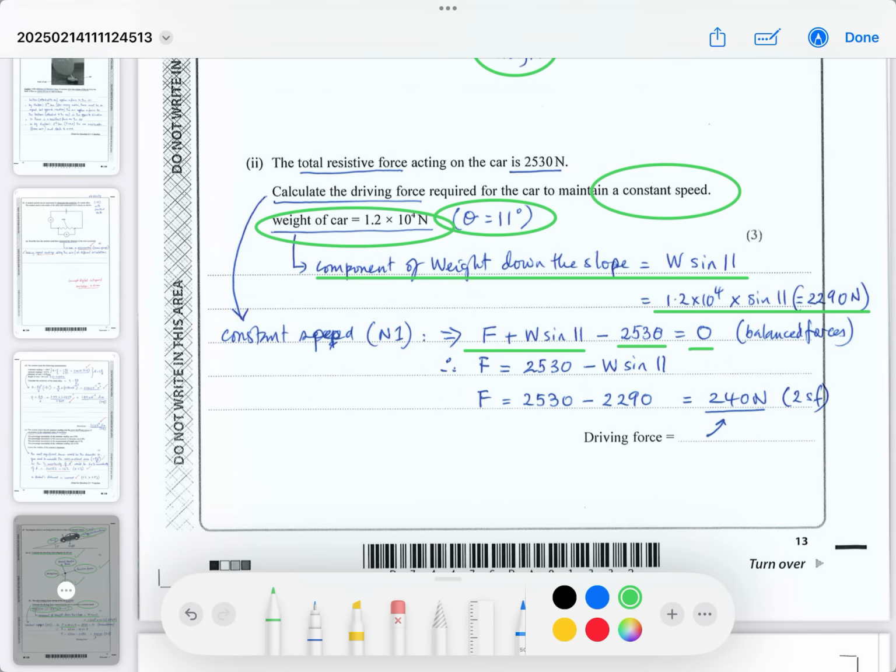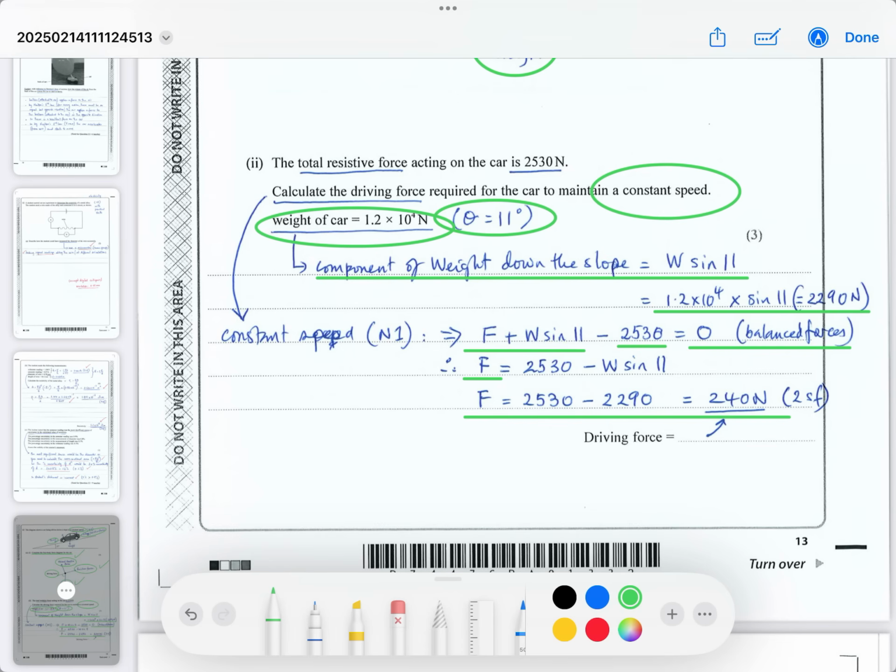So the driving force, plus the W sine theta, minus the resistive forces must balance each other. They must add up to 0 because we have balanced forces. Okay? So the only unknown is F. You can then just do the mathematics and you'll find that the difference between the two is 240 newtons.